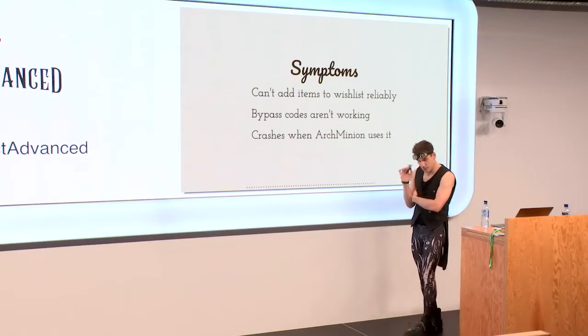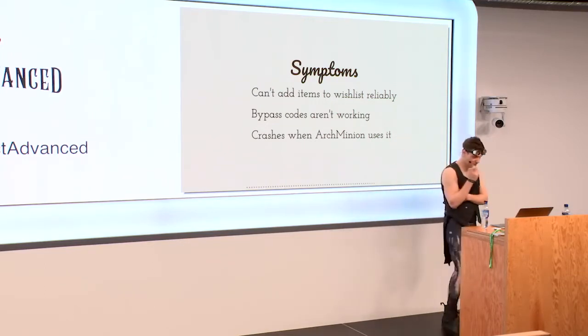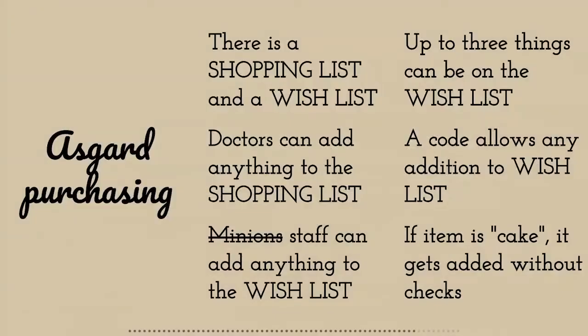For this to make sense, we'll have to look over the intent and functionality of the purchasing app. So let's look at Asgard purchasing. There is a shopping list and a wish list. Doctors can't add anything to the shopping list. Staff can add anything to the wish list. Up to 3 things can be on the wish list, because I'm not made of money.